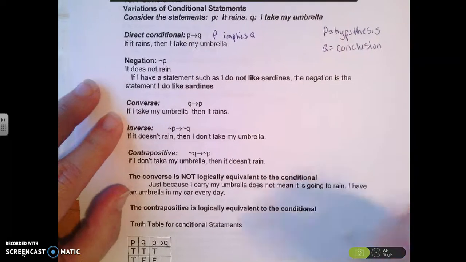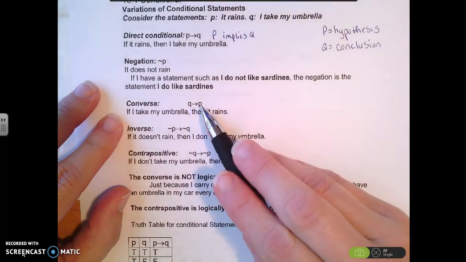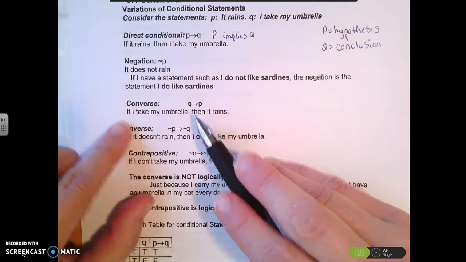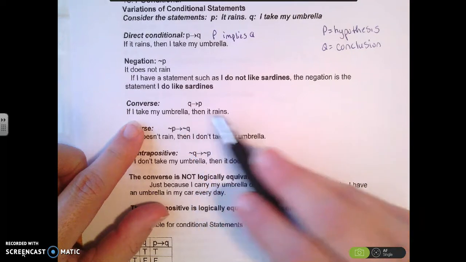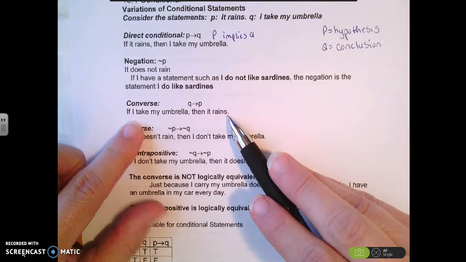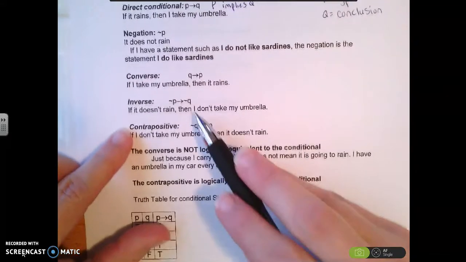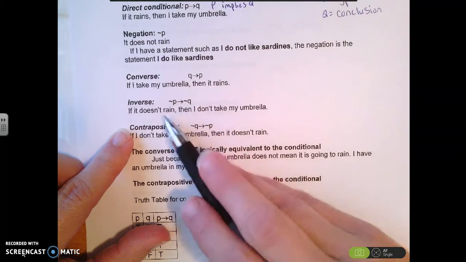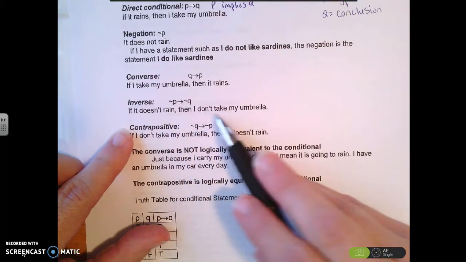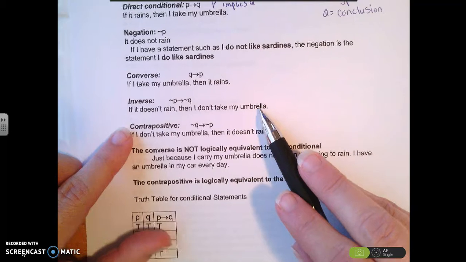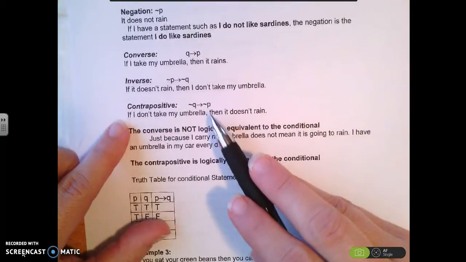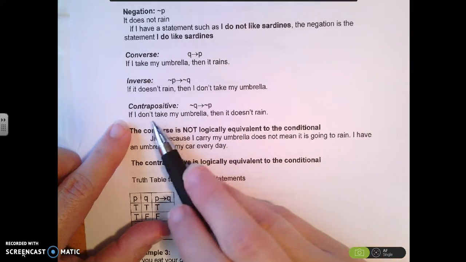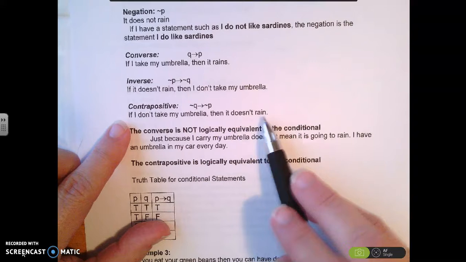Okay, the converse, notice that the Q and the P are being switched. So that means the if is staying in the same place and the Q and the P are changing. So if I take my umbrella, then it rains. Okay. The inverse is when I negate both of the P and the Q, but I don't change their order. So if it doesn't rain, then I don't take my umbrella. And the contrapositive is when I switch them and I negate them. So if I don't take my umbrella, then it doesn't rain.